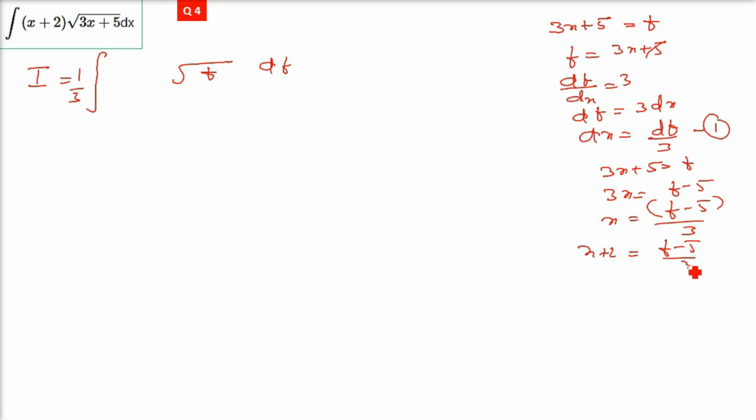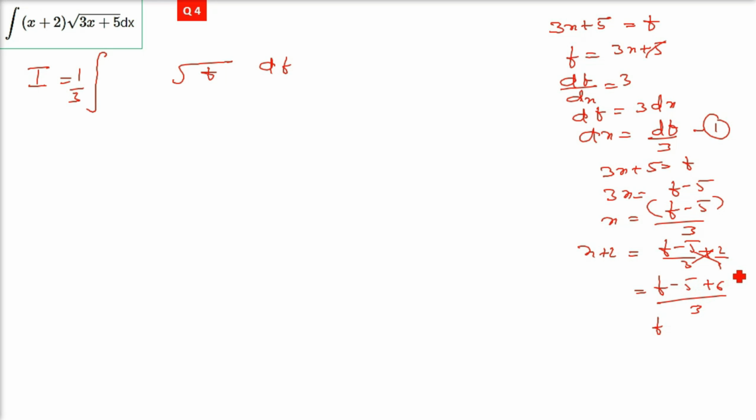x plus 2, x is already t minus 5 by 3. So we need to just add a 2. T minus 5 plus 6 divided by 3. So you'll get t plus 1 divided by 3, which is actually x plus 2. So t plus 1 divided by 3, which we get.